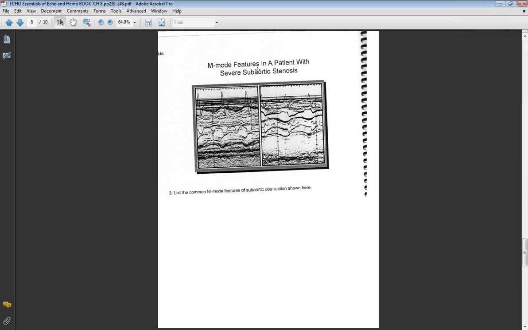What are the 3 features of subaortic stenosis that you see in this M mode? Well, the first thing that we see is SAM. The second thing that we see is LVH, which is thickened ventricular walls. And the last thing we see is early closure of the aortic valve.